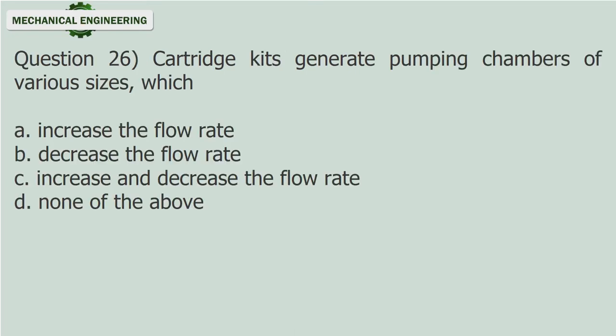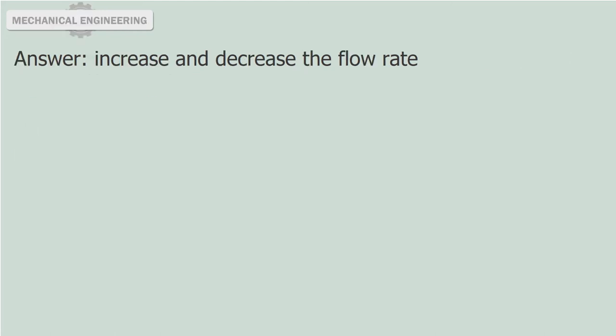Question 26. Cartridge kits generate pumping chambers of various sizes, which? A. Increase the flow rate. B. Decrease the flow rate. C. Increase and decrease the flow rate. D. None of the above. Answer: increase and decrease the flow rate.